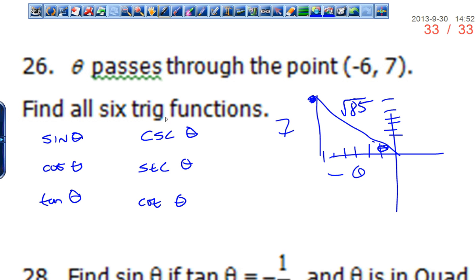Alright, then it's just a matter of finding all the trig functions. So sine is opposite over hypotenuse, so 7 over root 85. Cosine, adjacent over hypotenuse, so negative 6 over root 85. Tangent, opposite over adjacent, 7 over negative 6. Once you found those three, what do I do for the other ones? Yeah, flip them.